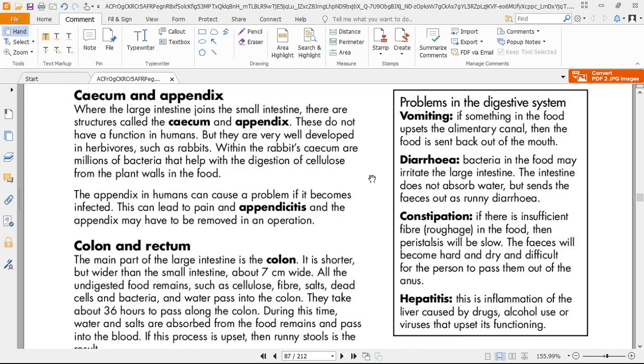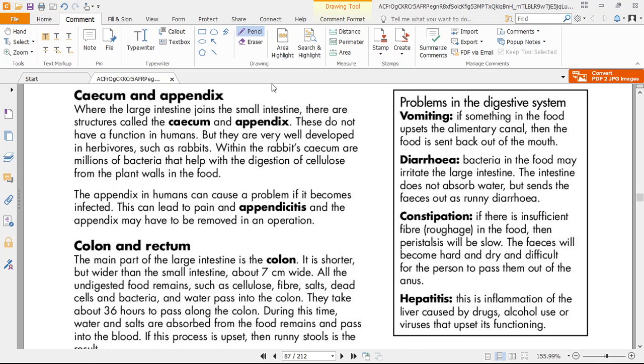Now the regions of the large intestine are the cecum and the appendix. Sorry, I myself do not have my appendix; it has been taken out. It is said that the appendix presently does not have any major function in the body, but back in the days when our meals were more plant-based, it was in operation.